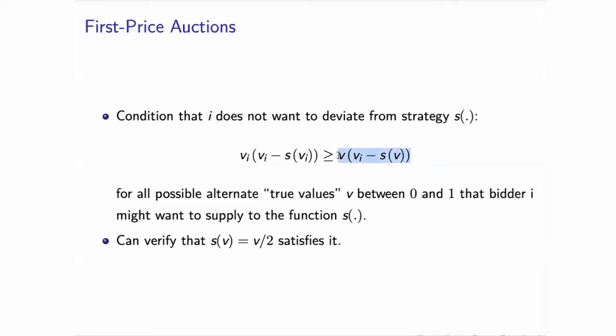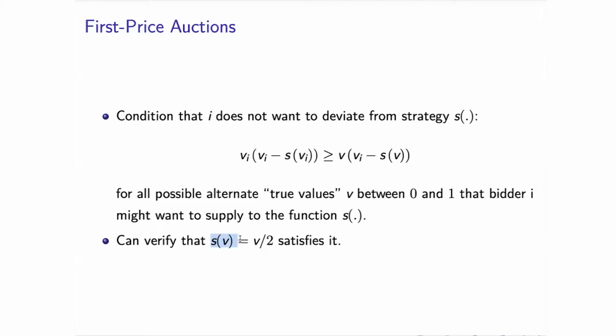So what this is saying is that in order for this to be a Nash equilibrium strategy, what I require is that my expected payoff from truthfully revealing my true value to this function S, which will give me an expected payoff equal to this, has to be at least as great as deviating to another value to reveal to this function and resulting in this expected payoff. And this has to be true for any value V that I report between 0 and 1 to this function S, right? So I want to now think of what function satisfies this.